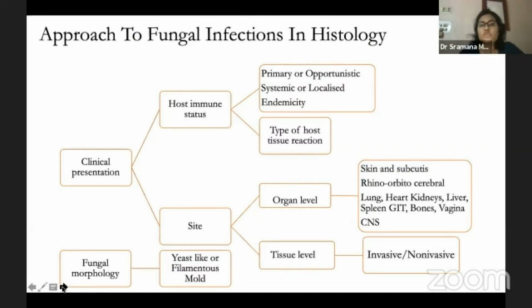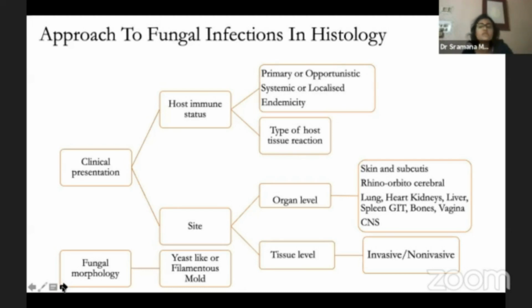Now, for the approach to fungal infections in histology, for a pathologist, it's not just the slide. We need to have a robust idea about what the clinical presentation is. And in that, two of the things are most important. One is, what is the immune status of the host? Is the patient immunocompetent or immunocompromised? Because that gives an idea as to what the fungal pathogen will be. Will the fungal pathogen be of low virulence or high virulence?